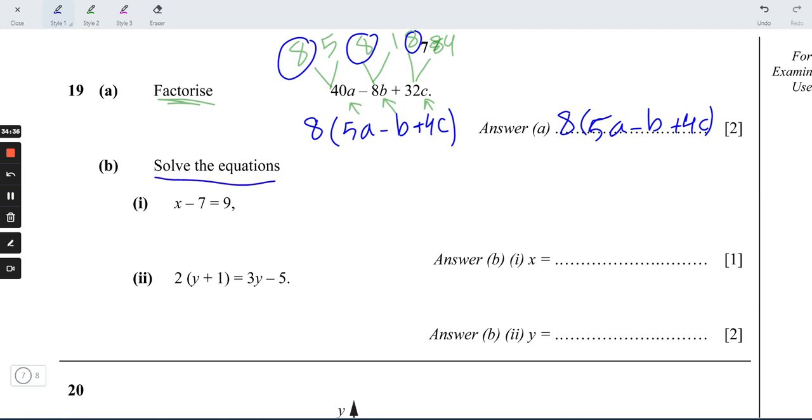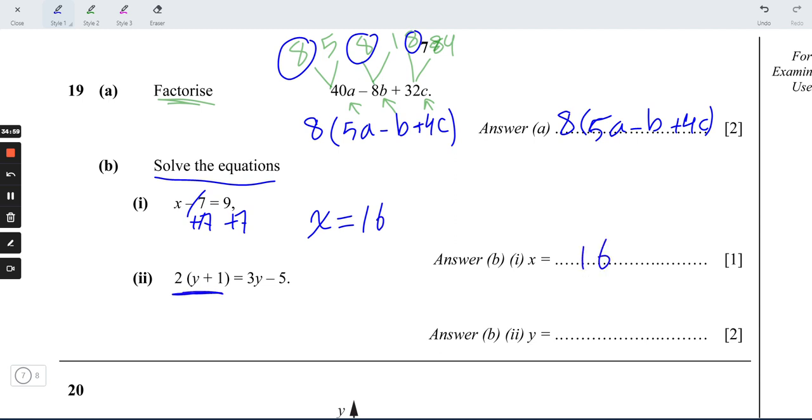Now solve the equations. Here x minus 7 equals 9, one step equation, so plus 7 to both sides, or move the 7 to the right hand side with changing sign from negative to positive. You will get x equal to 9 plus 7 is 16. So x equals 16.